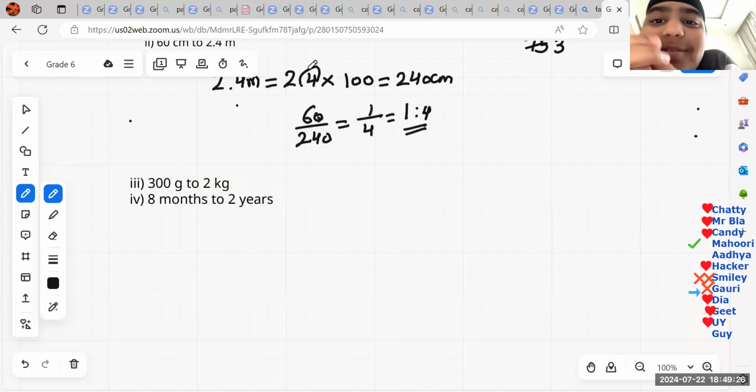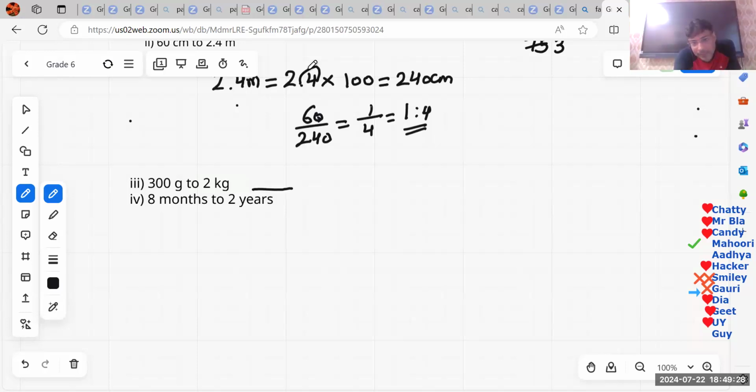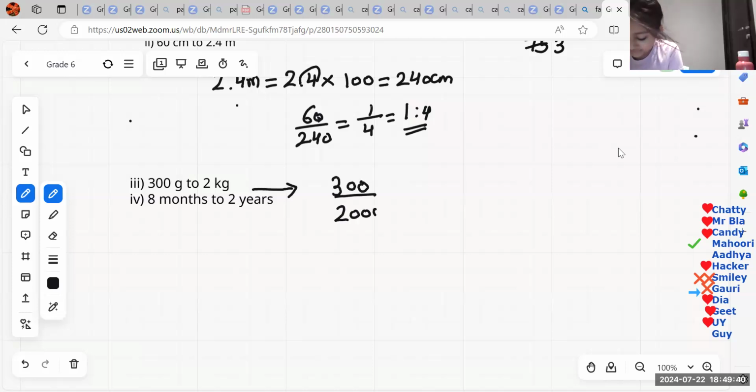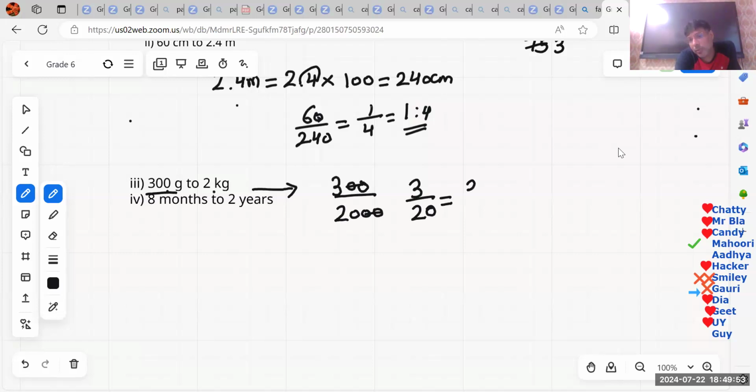So Smiley, beta, how did you do it? Please explain. Sir, 2 kgs is equal to 2,000 grams. Okay, so you do 300 upon 2000? Sir, I did 2,000 upon 300. No, beta. जो first है वो first numerator में आएगा. This will become antecedent. This will become consequent. Yes, sir. So it will be 3 by 20, which is equal to 3:20.